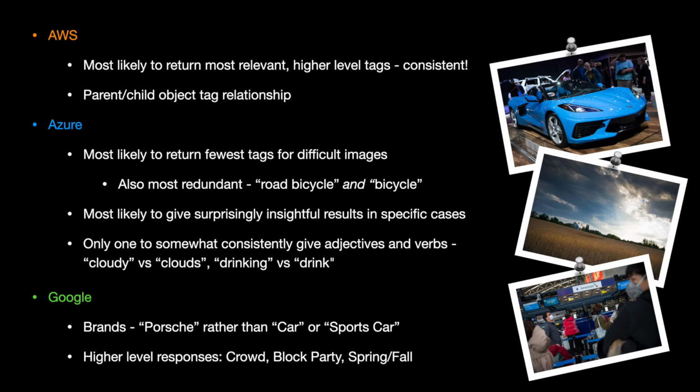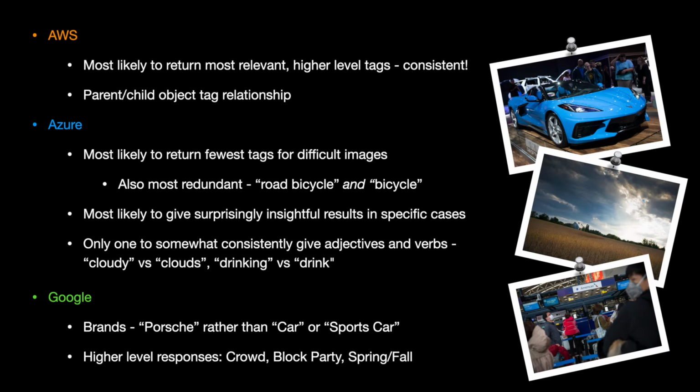Google is probably a little bit more consistent than Azure, but not as consistent as AWS. However, one thing it's very good at recognizing is brands and products. If you give it a picture of a car, you're more likely to get the make and model out of it as well, for example, rather than just the type of vehicle. You also tend to see very high-level, insightful responses from it as well.